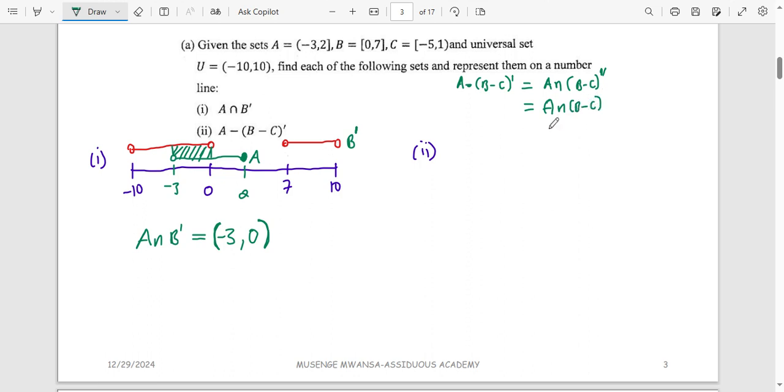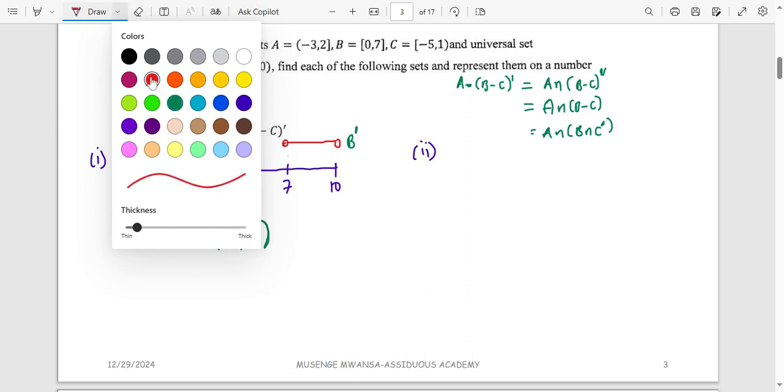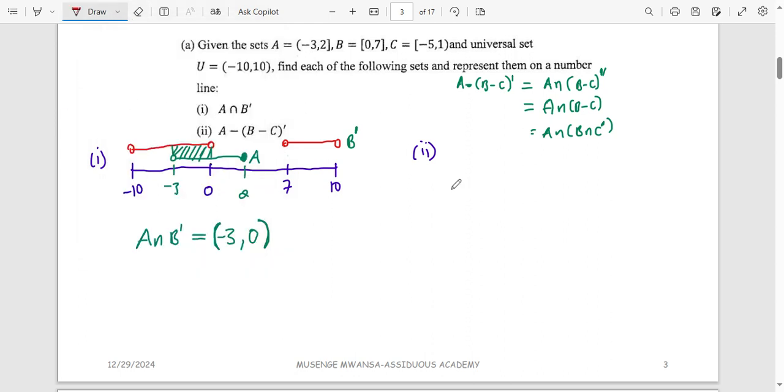Again, we said that B minus C, again, it will be A intersection. If you change the minus, it's going to become B intersection C. But when it changes into intersection, the second term that is C, put a complement there, like that. So we have simplified. Is there anyone that is behind on the simplification? Yes.